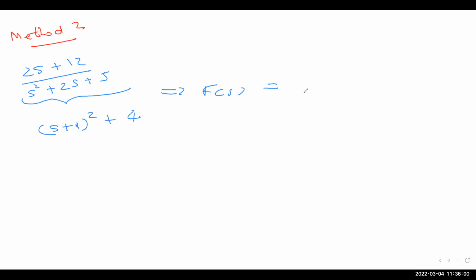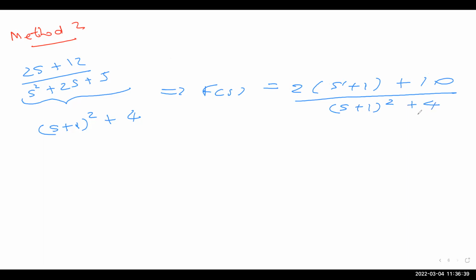So what I can do is write the top part, the 2s plus 12, by getting the 2 out and writing it as 2 times (s plus 1). So s plus 1 gives me 2s plus 2. To get the 12 here, I have to add another 10. There's nothing confusing; if you expand this, you will get the same thing. And the bottom part, I can write it as (s plus 1) squared plus 4.